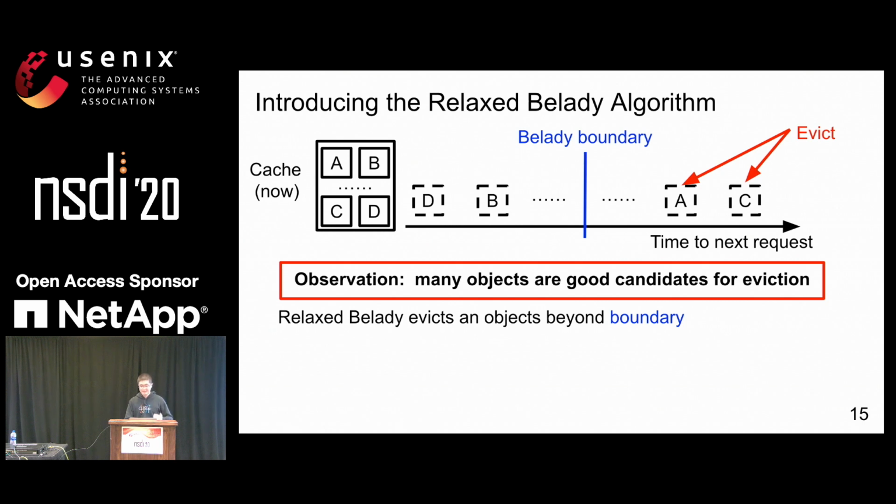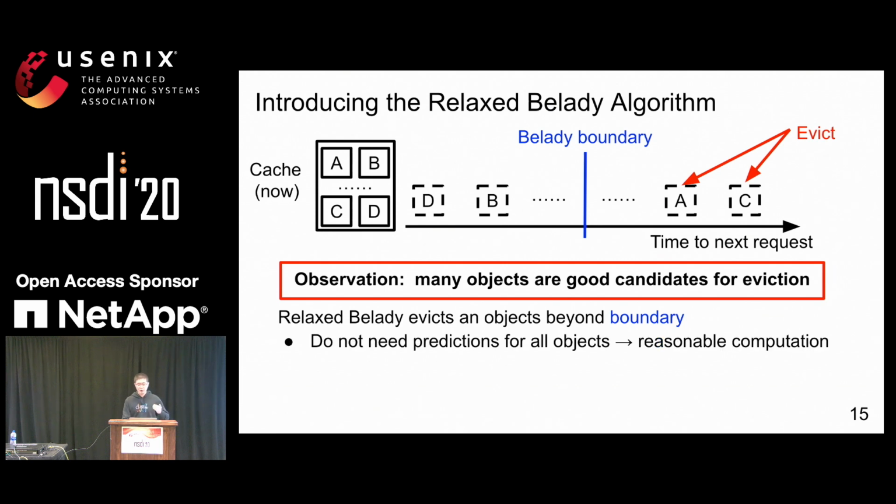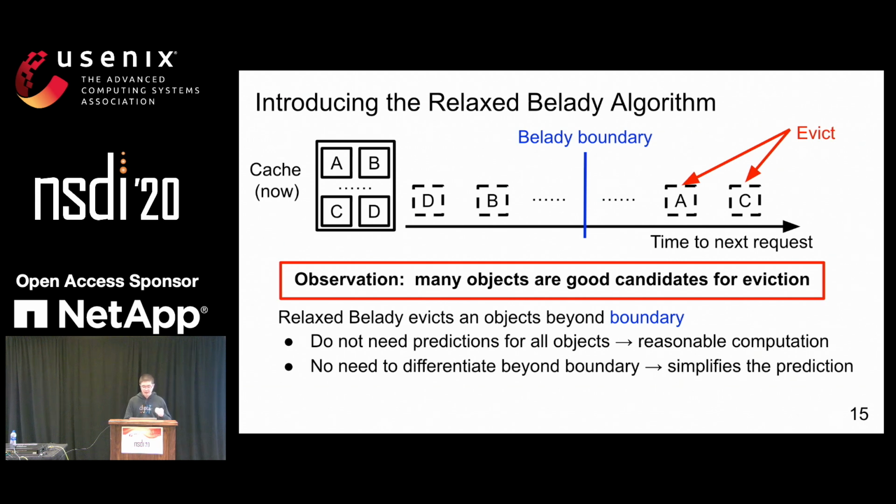Specifically, Relaxed Belady enables a practical system design for two reasons. First, it does not require predictions for all objects. We need only find the one object beyond the boundary, which is possible with reasonable computation cost. Second, it does not differentiate between objects beyond the boundary, and this greatly simplifies our prediction task because our predictions do not need to look so far.